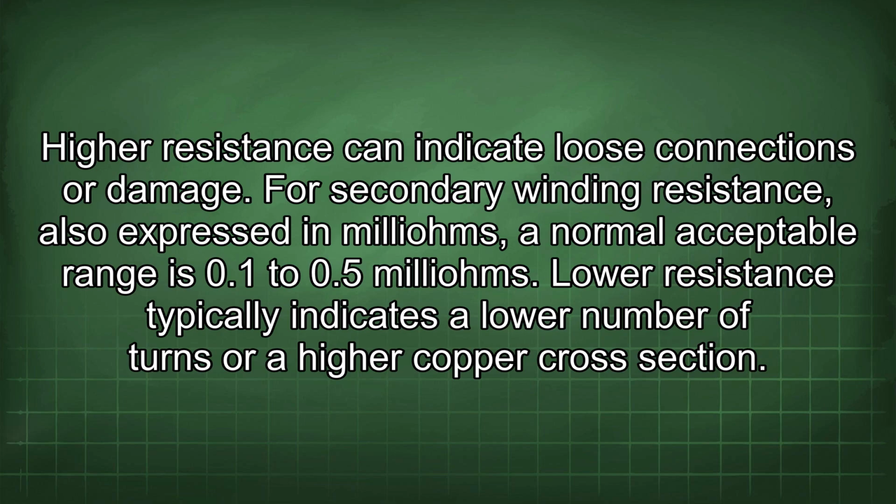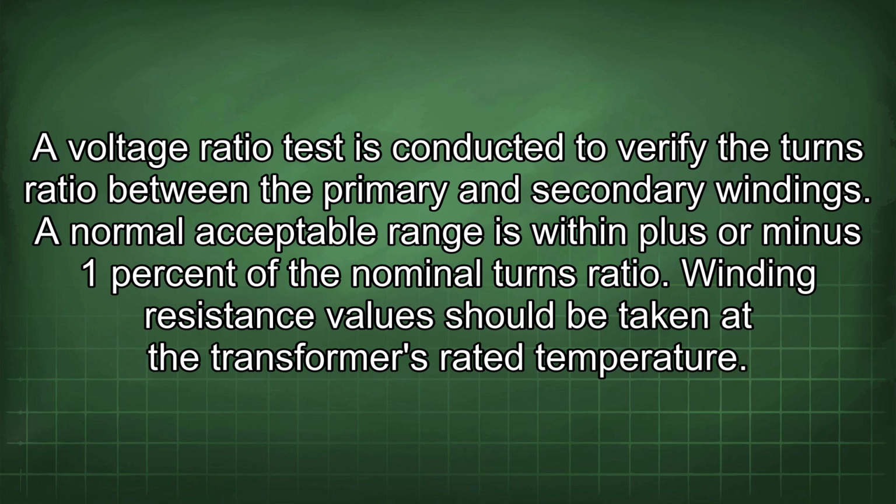For secondary winding resistance, also expressed in milliohms, a normal acceptable range is 0.1 to 0.5 milliohms. Lower resistance typically indicates a lower number of turns or a higher copper cross-section. A voltage ratio test is conducted to verify the turns ratio between the primary and secondary windings. A normal acceptable range is within plus or minus 1% of the nominal turns ratio.